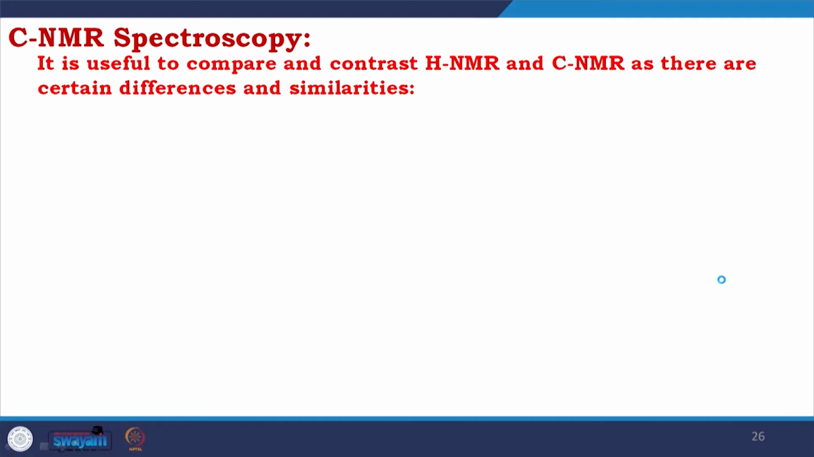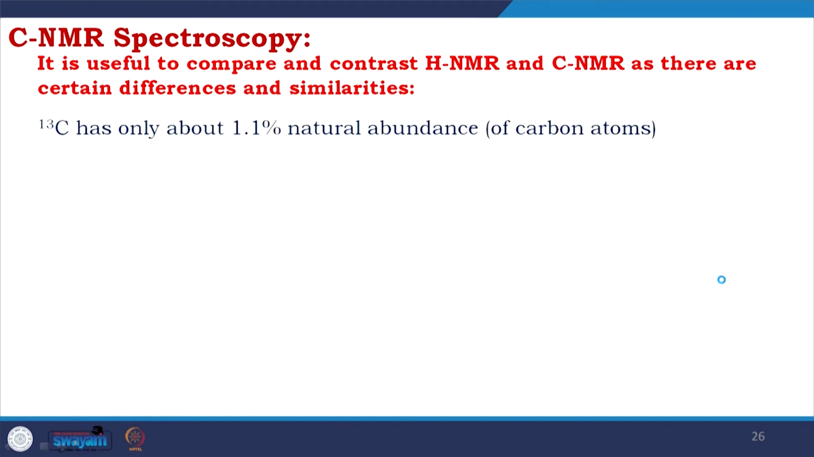So, we have seen in this class the effect of different factors on chemical shift. We talked about spin coupling constants and their effect, and how they give the n+1 rule and Pascal's triangle. Now, we will shift to C-NMR spectroscopy. It is useful to compare and contrast H-NMR and C-NMR as there are certain differences and similarities.